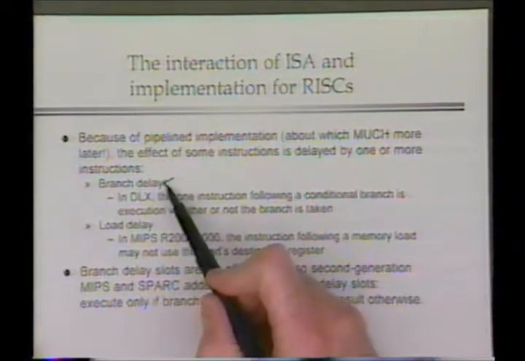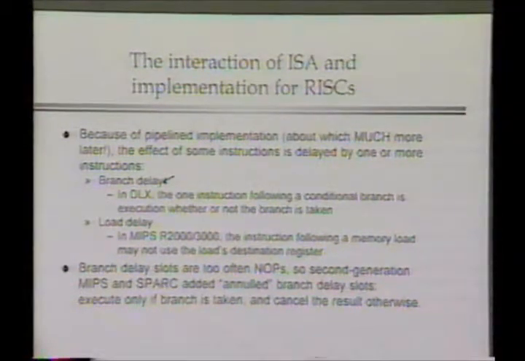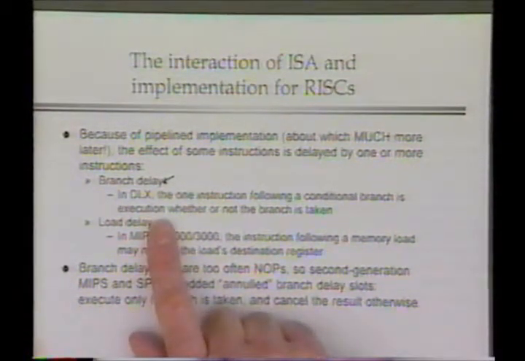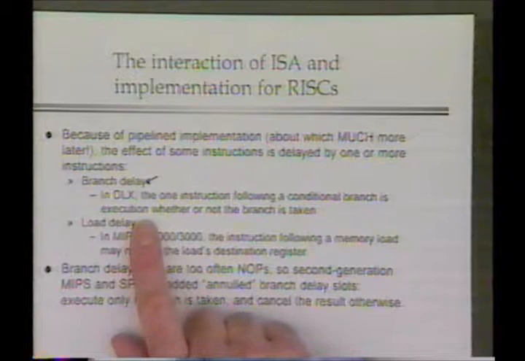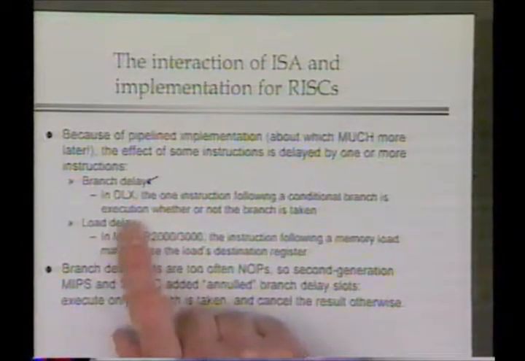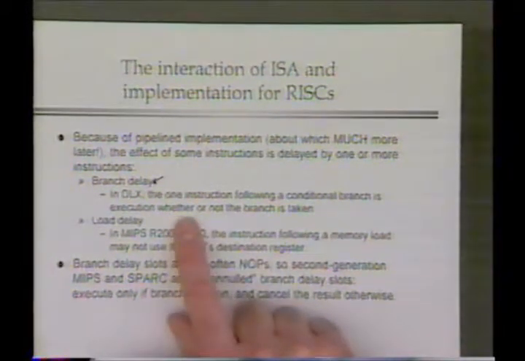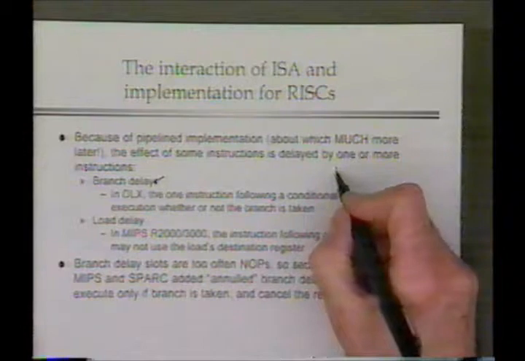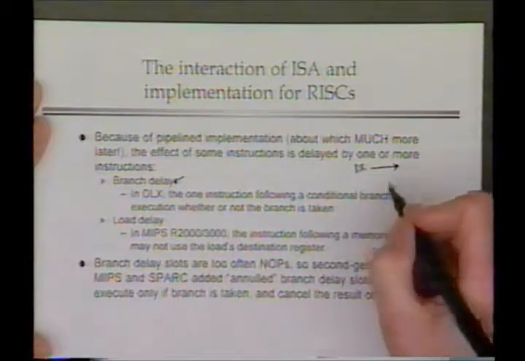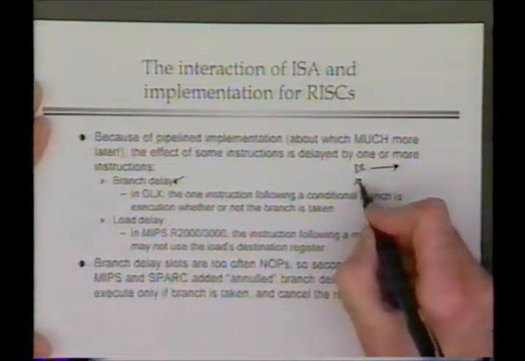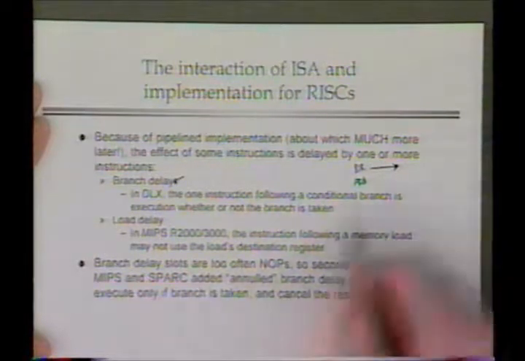Because it's hard to do branches quickly, it's very convenient to define the branch so that the instruction following the branch gets done anyway. In DLX and in MIPS, the one instruction which follows a conditional branch is executed whether or not the branch is taken. So if you do a conditional branch instruction and go somewhere, the following instruction might be an add instruction.